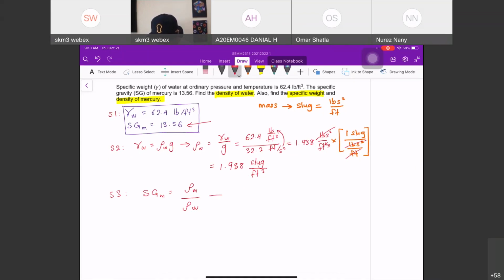Alright, so in order to get the density of mercury, we have to multiply the specific gravity of mercury with the density of water. The specific gravity of mercury is given, 13.56. Multiply with the density of water, which is this one, 1.938 slug per feet cube. So the final answer should be 26.3 slug per feet cube. Okay, so now we have solved for the density of mercury.